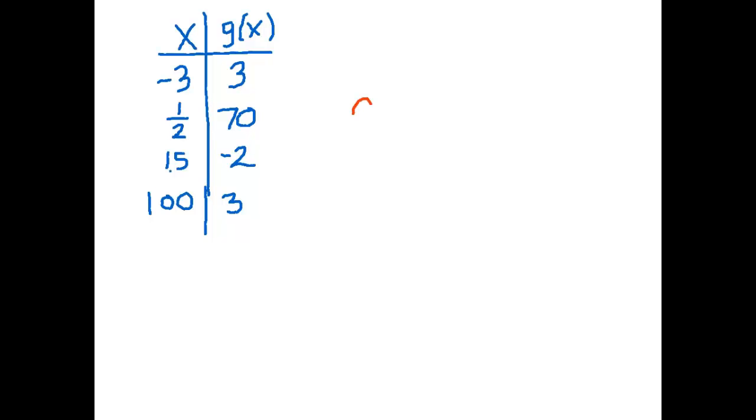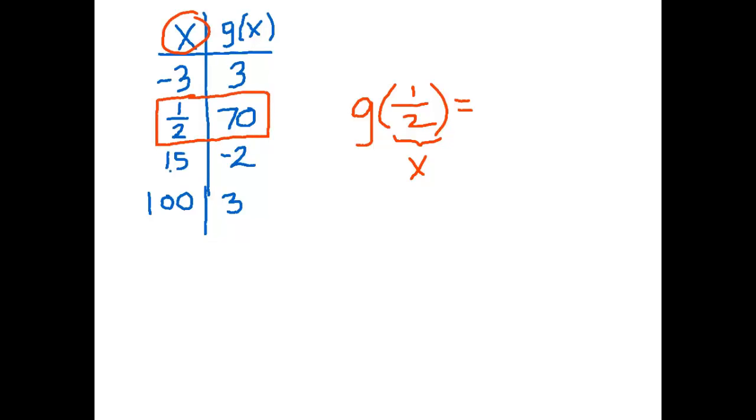So I could ask you, what is g of 1/2? So if you look at this 1/2, that's in the space of the x. So I'm going to come over to the x column, I'm going to look for 1/2, and notice that the g of x that goes with it is 70. So that says when x is 1/2, g of x is 70. And we can do the opposite direction as well.